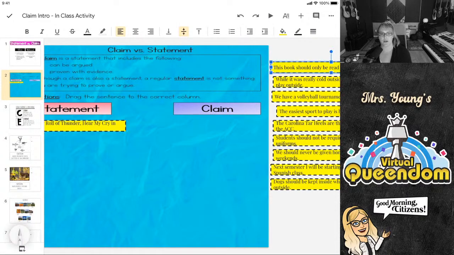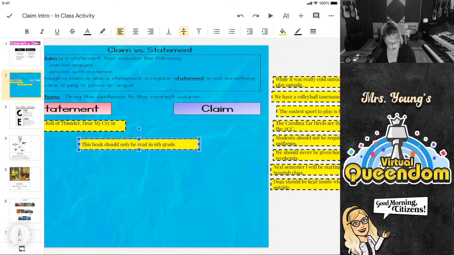This book should only be read in 6th grade. Claim or statement? This book should only be read in 6th grade. Good job, Aiden. Good job, Kira. Good job, Ra. Yes. Claim, claim, claim.